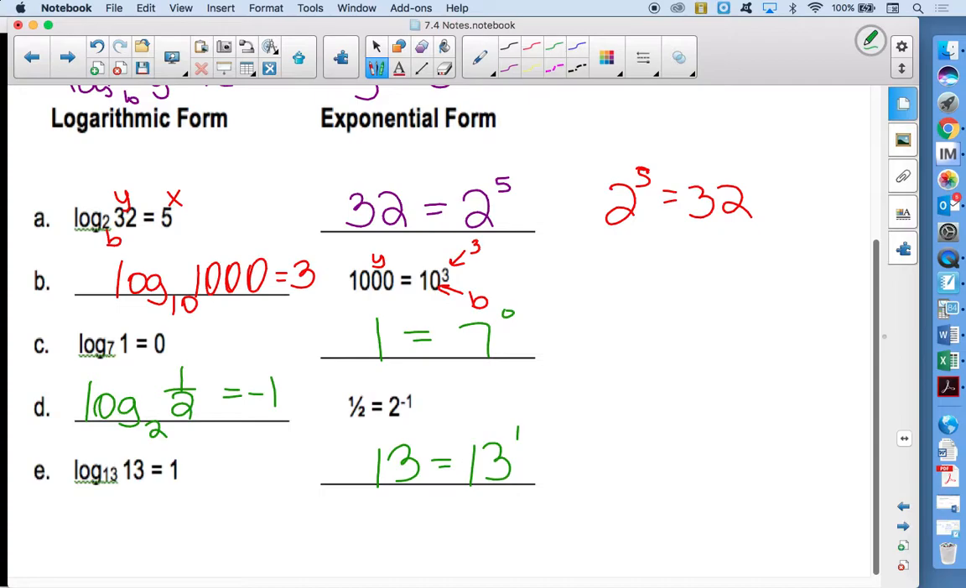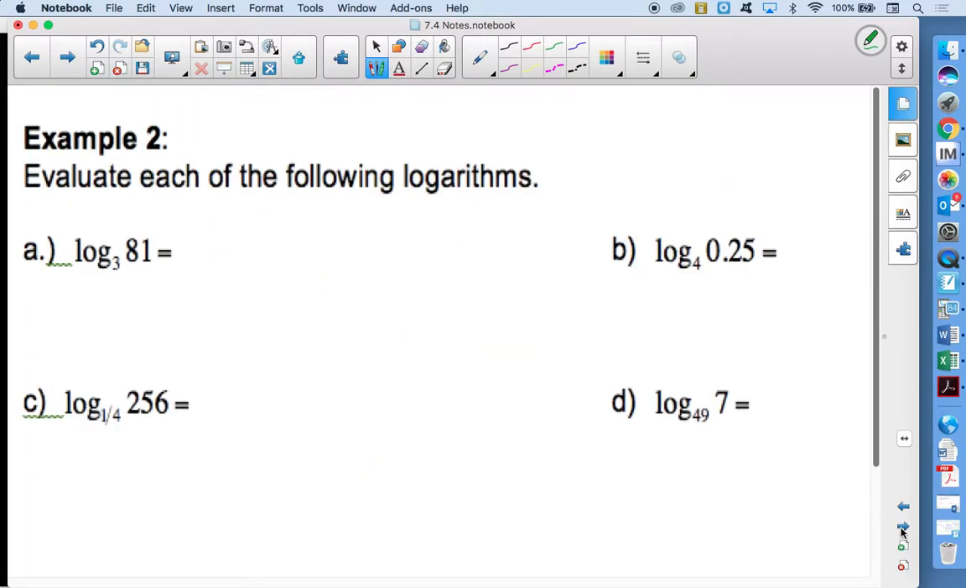Okay, so the next group of problems ask us to evaluate. We're going to try and use this information to help us. We're also trying to not rely on that calculator. Only when absolutely necessary will we convert to the calculator. So this says to evaluate each of the following logarithms. Evaluate is another way of saying solve, or simplify, breaking down.